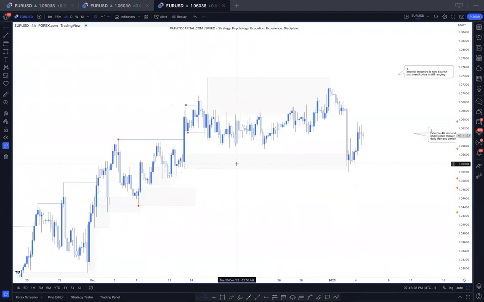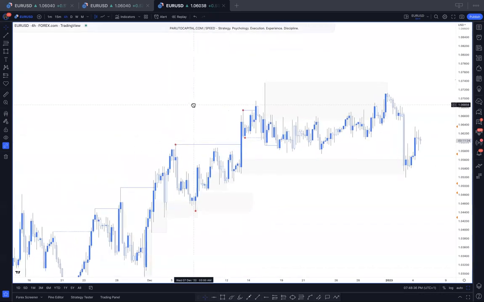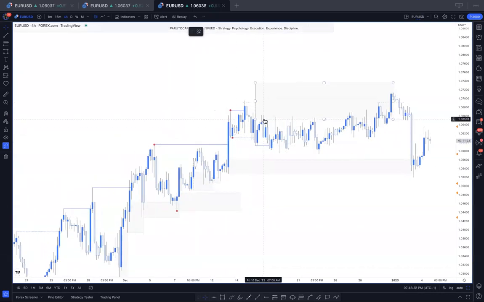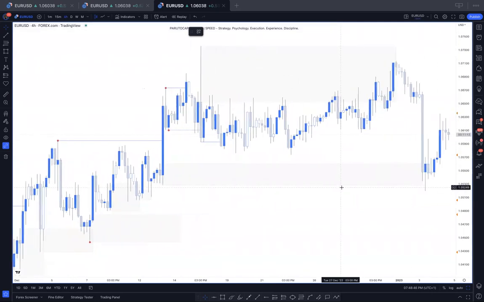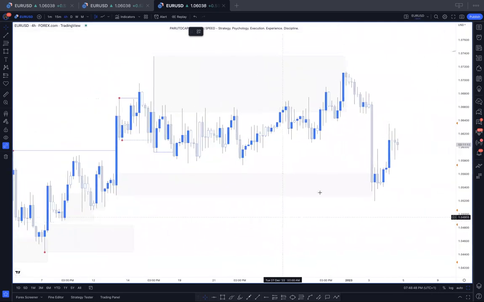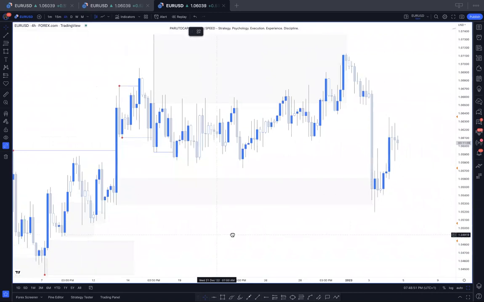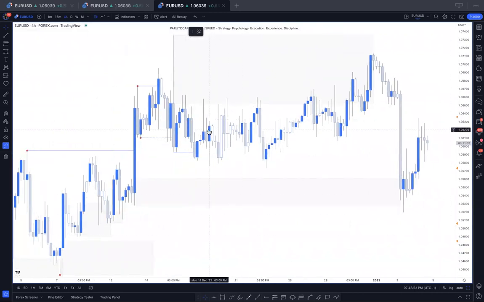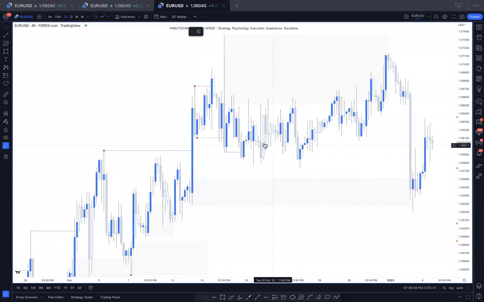Now, if we continue just the same way, now we had this low here, and then this was also taken out. So that low was taken out by this pullback, right? And then this move here took out this low, right? Let me just make that a little bit bigger so you can see how that looks. Okay, so we have that, right? So you can see price basically is just chopping around, okay?